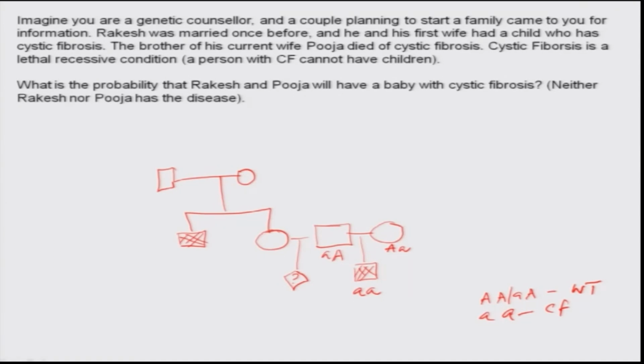So, let us look into that. Her brother had cystic fibrosis. That means his genotype should be homozygous for the mutant allele, that is small a, small a. If his genotype is this, then her parents who are normal should be heterozygous, otherwise he would not have gotten the disease. The question is, what would be her genotype? She is normal, wild type. Therefore, she cannot be homozygous for the mutant allele.